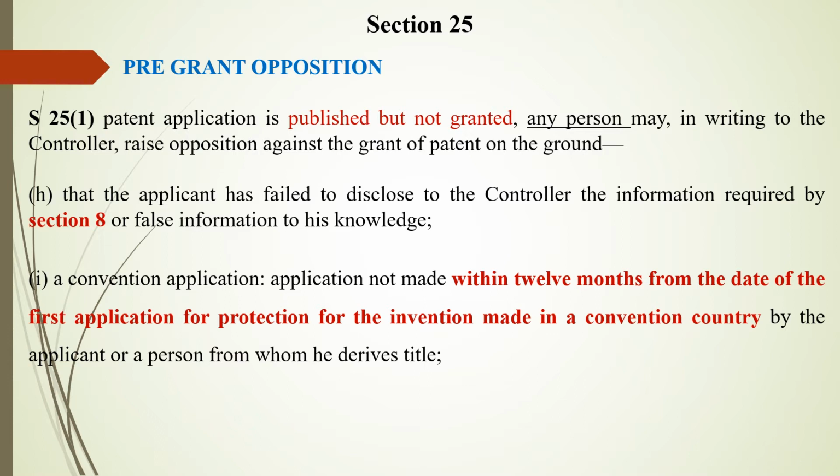Next ground, I. In case of a convention application, the application is not made within 12 months from the date of the first application for protection for the invention made in a convention country by the applicant or a person from whom he derives title. That is, in case of a convention application, within 12 months from the date of the first application, the convention application has to be filed. If the applicant fails to do so, then pre-grant opposition may be raised against that convention application.